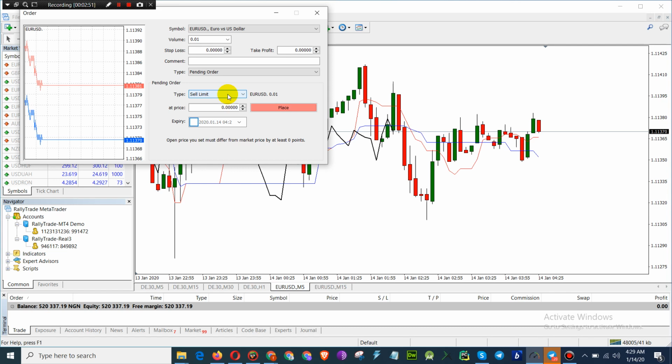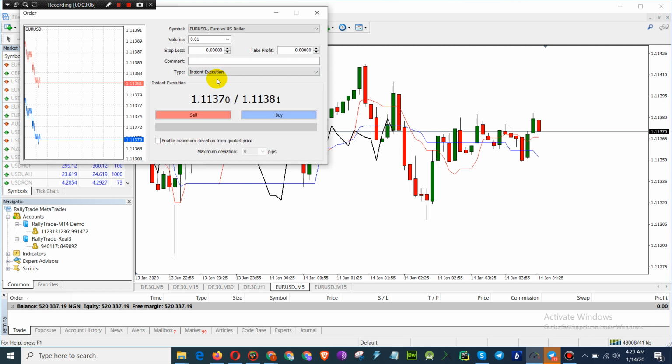Okay. All right, so those are the two major things I wanted to show, and then there is the expiration date, in case your order is not met, what should happen. All right, so let's go back to instant execution. This one will take a position for you instantly in the market. All right, let me go with buy.